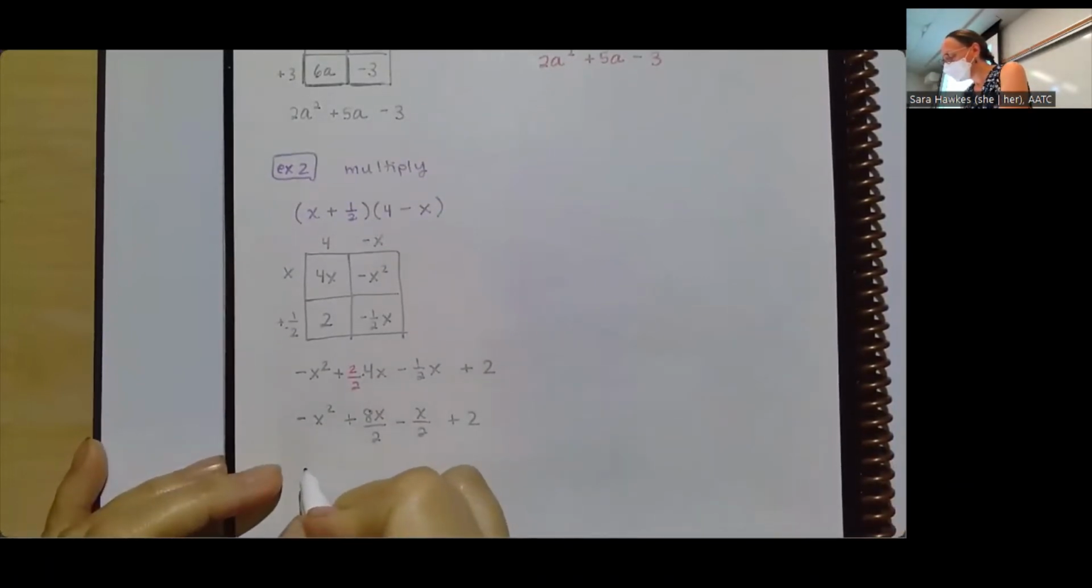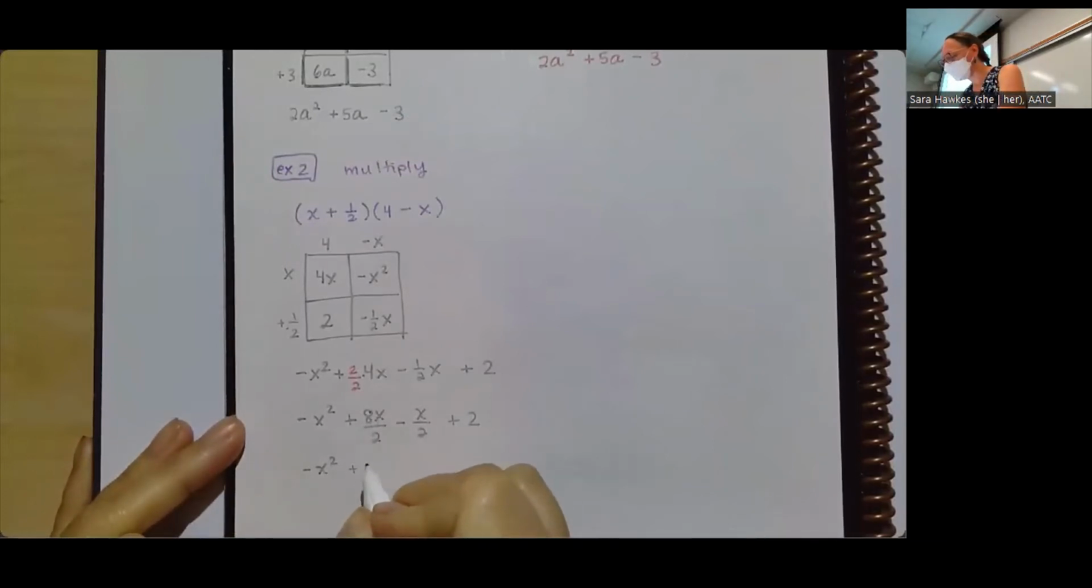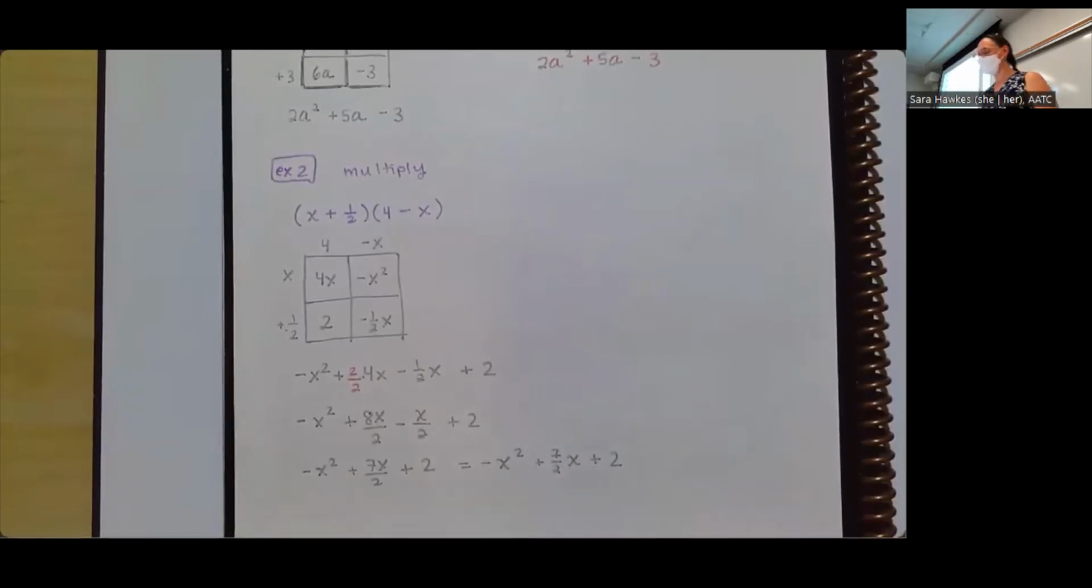And if I actually combine these like terms, now that they have a common denominator, 8x minus x would give me 7x over 2 plus 2. Or as an alternate way to write this that is equivalent, we might see that as negative x squared plus 7/2 x plus 2. Both of those are fine in terms of the final answer. This is more likely to be the way something appears in a solution guide or the back of the textbook.